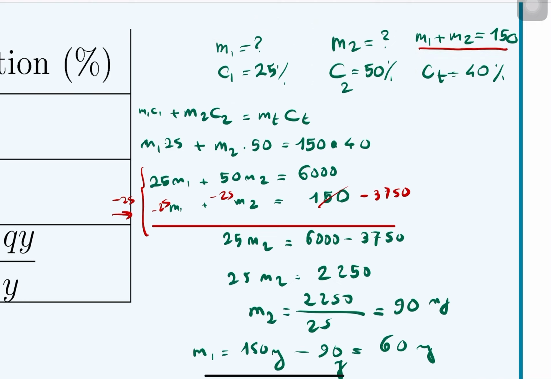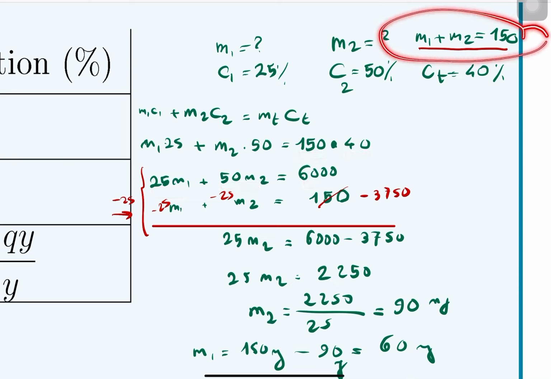I write the formula: M1C1 plus M2C2 equals M total C total. I don't know M1, C1 is 25, I don't know M2, C2 is 50, and I know M total is 150, and C total is 40. Okay, it will be 25 M1 plus 50 M2 equals 6,000.